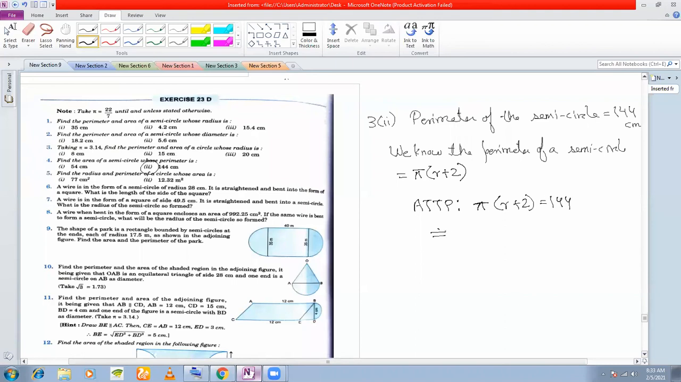Now the question is, what value of pi should I put? Should I put 22 by 7, or should I put 3.14? See, 144. If you see 144, will it cancel with 7 or 22? Is it a multiple of 11? It is not. Okay. But still, if I put pi is equal to 22 by 7, still fraction values are a little convenient to calculate. So I'll put 22 by 7.